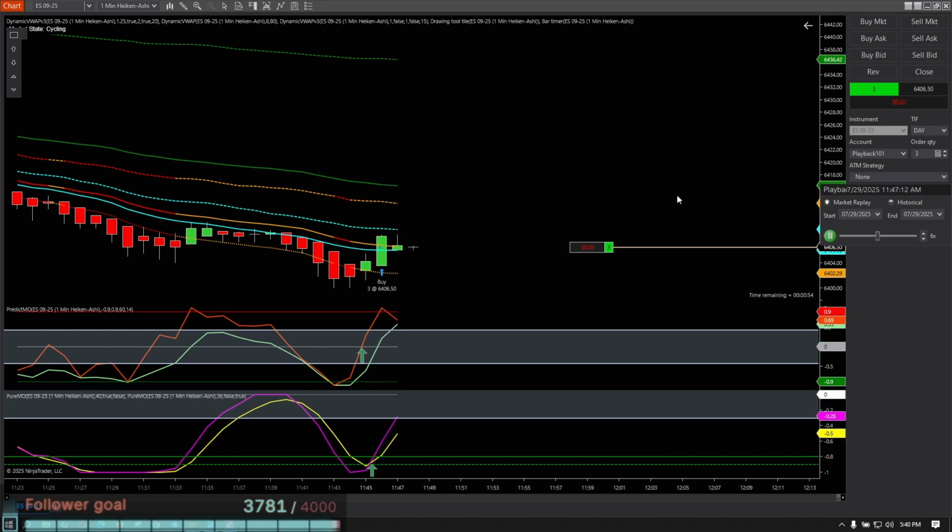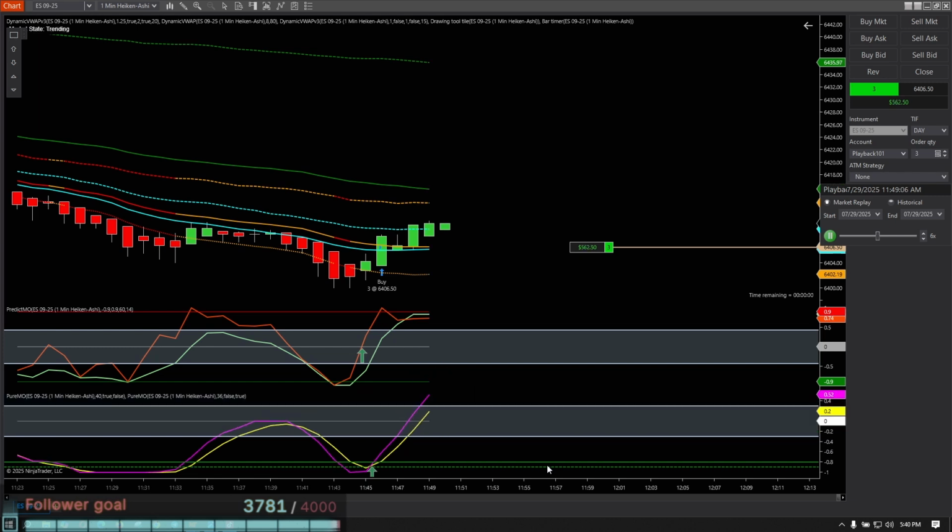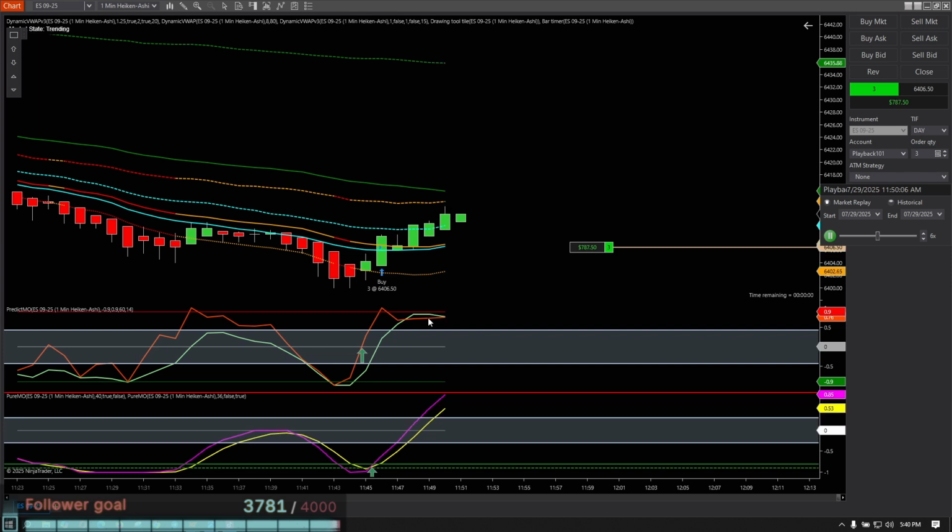Now, here's the theme when using this type of chart setup, guys. There's two potential exit points. One using PureMO, the other one using PredictMO. It's whichever comes first, okay? Now, if PureMO goes like this and crosses below the zero line, then that's it. But if PredictMO stays above the zero line, then you've got to decide which one you want as your exit point. But here's what we're going to do, okay?